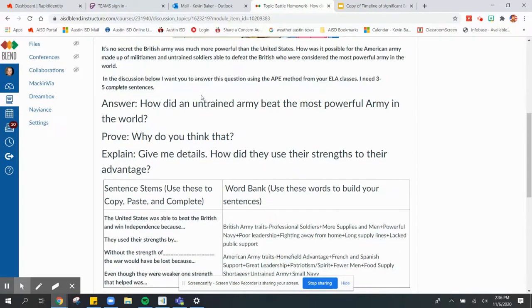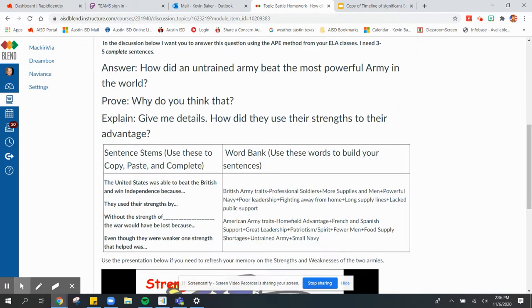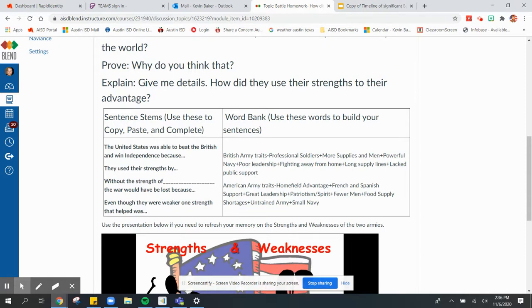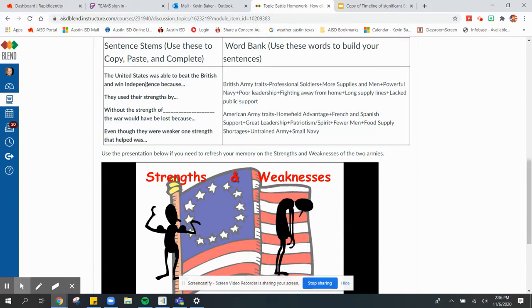Use the APE method and answer the question below. Answer: how did an untrained army beat the most powerful army in the world? Prove: why do you think that? Explain: give me details. How did they use their strengths to their advantage? You can use these sentence stems. There are four sentence stems here, so if you pick three of them, you're good to go.